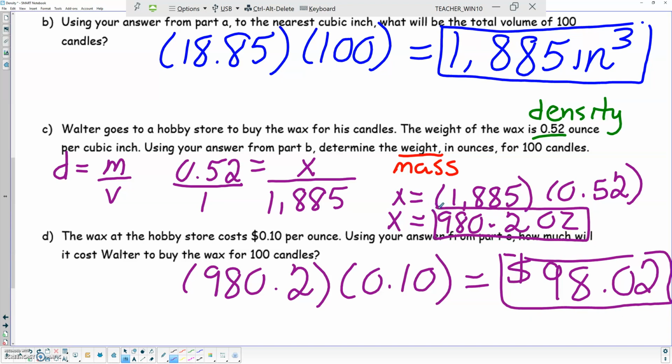Okay, so a little bit more of an involved word problem, but not too bad if we take it step by step. All right, so let's take a look at one more of these.